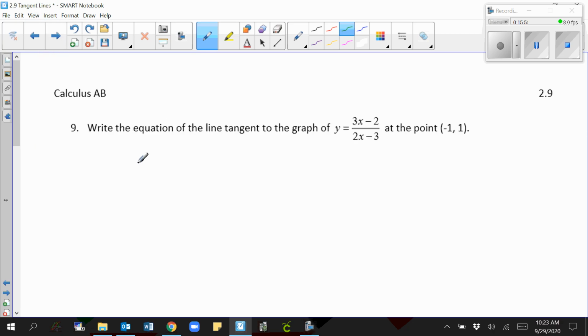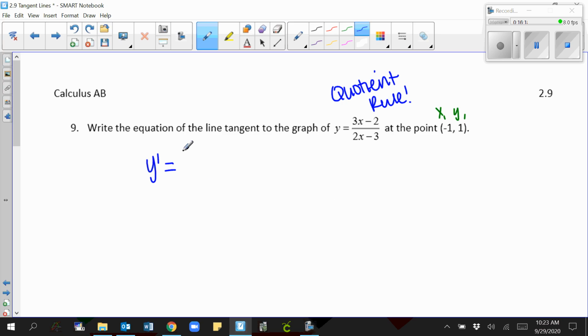All right, number 9, write the equation of the line tangent to the graph at the point (-1, 1). So this one's nice because it tells me my x1 and my y1. So all I need to do is find my slope. So I need to find y prime, and I have to use my quotient rule.